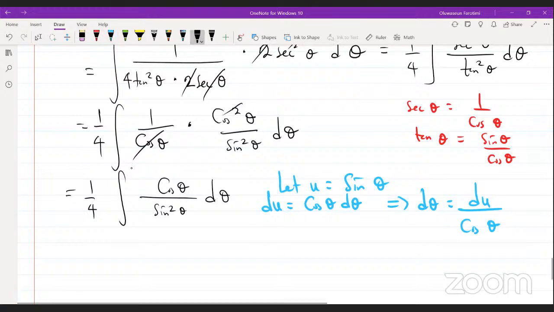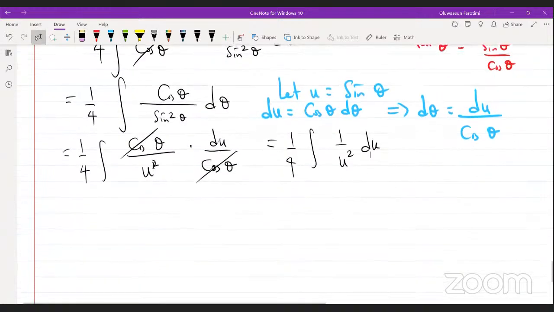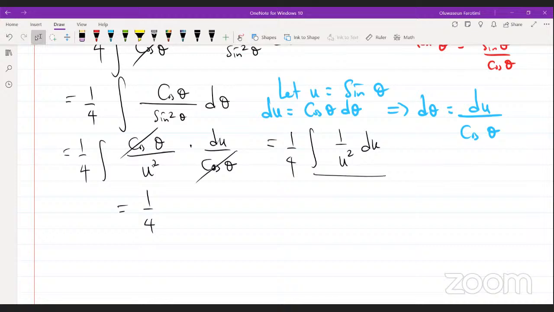Okay. This is a 1/4 integral of cosine of theta divided by u squared, times du over cosine of theta. Amazing. This cancels this. Okay, so if you integrate, what are you left with? I'm left with 1 over u squared du. So if you integrate this, what do you get, guys? 1 over 4. Integrate this and you're going to get -1 over u, plus c. Now, how is that possible? You have u to the -2 plus 1 over -2 plus 1, okay?